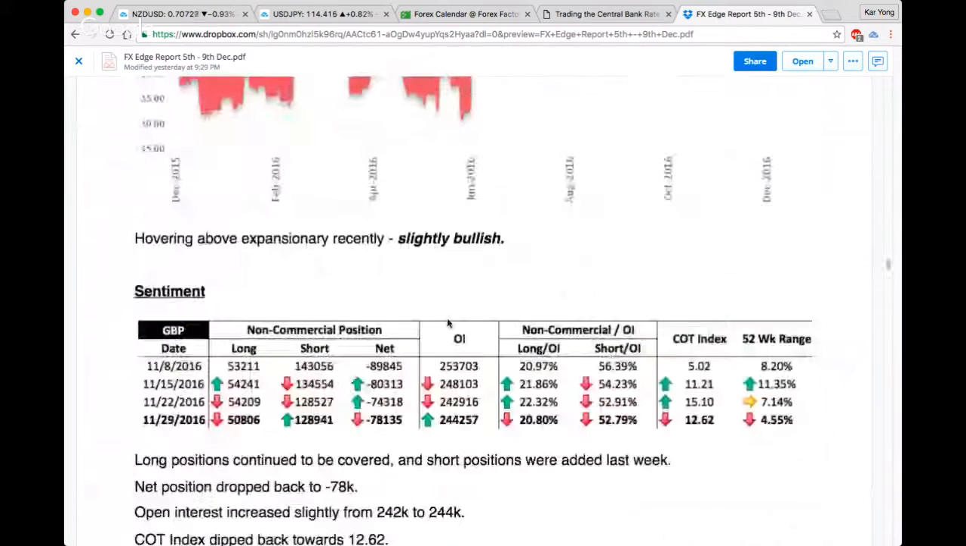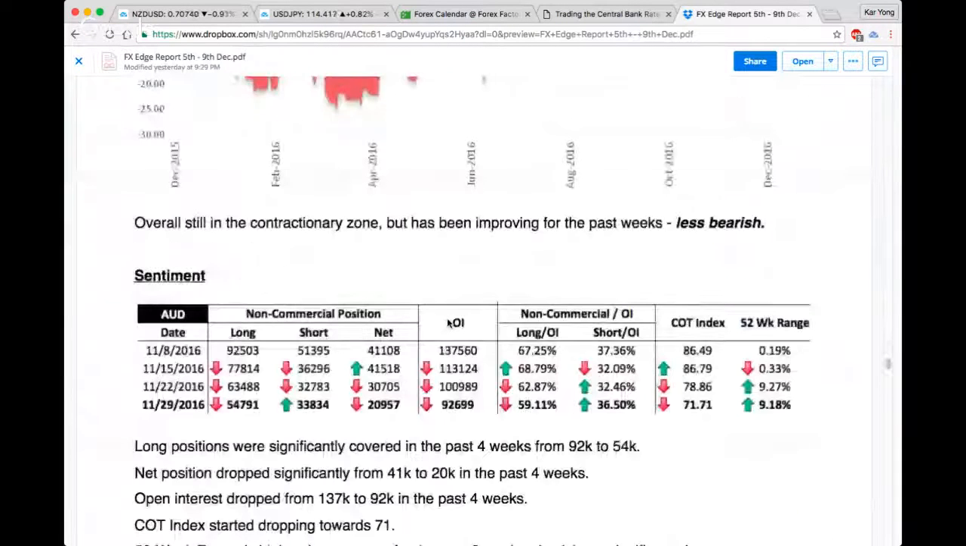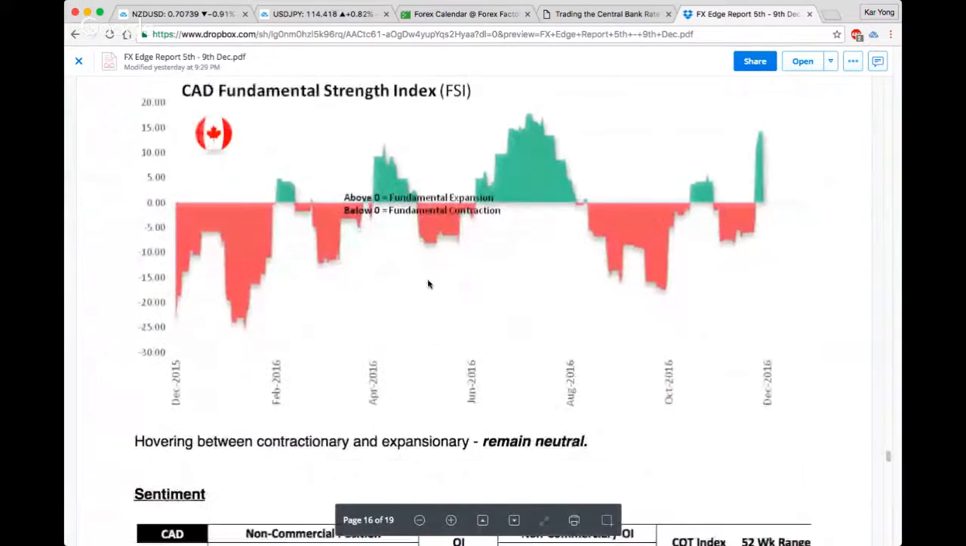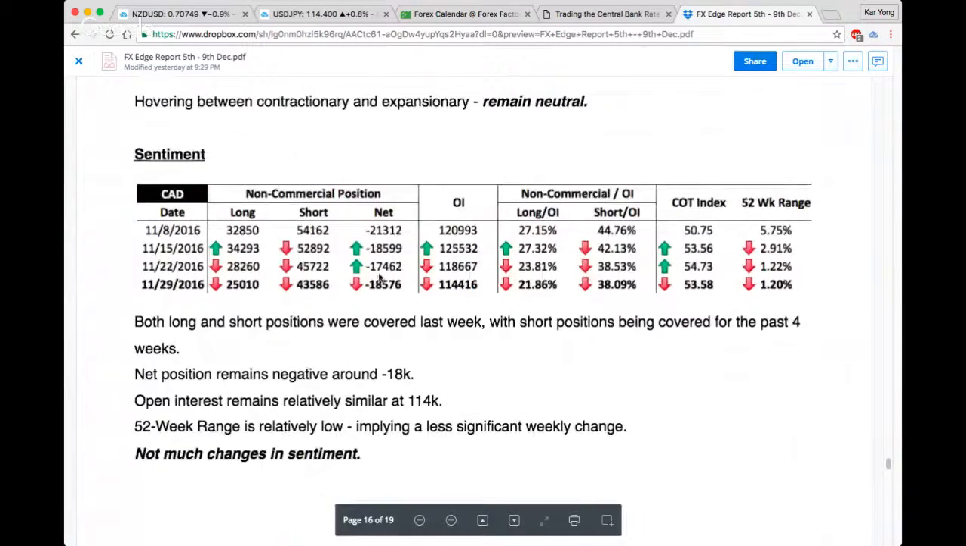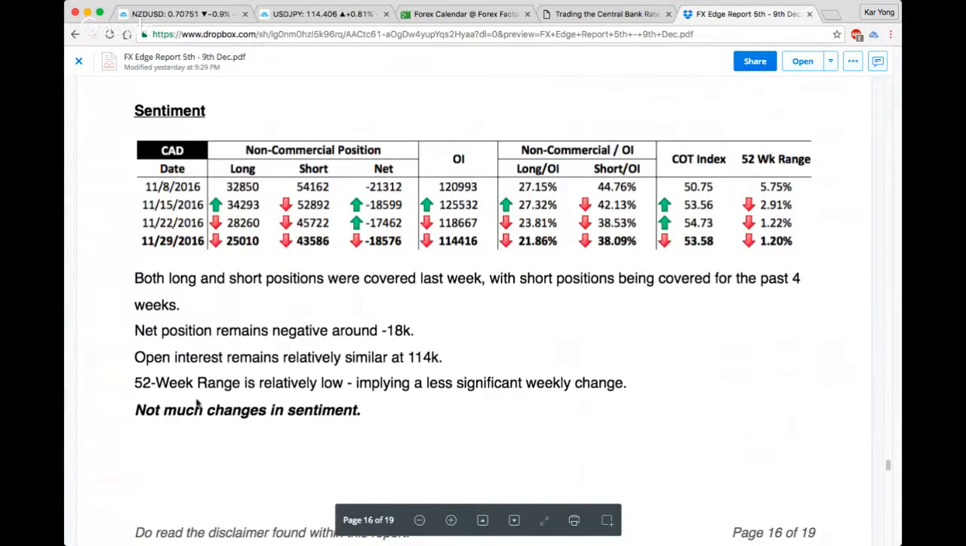Right, then this week's focus, another one is on Canadian. So I'll bring you to Canadian and take a look at that. Right, so Canadian over here, you can see FSI is actually very mixed. Sometimes it's in expansionary mode, sometimes it's in contractionary mode. So over here it is hovering between both sides, 1 week up, 1 week down. So what we want to see is more consistency in the overall fundamental. So as of now, fundamental for Canadian, we are remaining on a neutral stand. Okay, sentiment-wise, it's pretty interesting. You can see that for the past 2 weeks, overall long and short has decreased. Net position has dropped a little bit, and open interest has also been decreasing. So over here, not much change. So our conclusion for Canadian is, in terms of sentiment, COT, nothing much has changed.